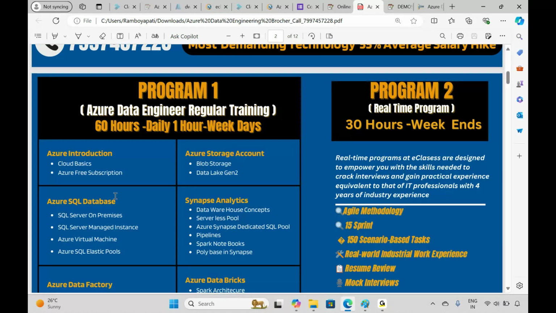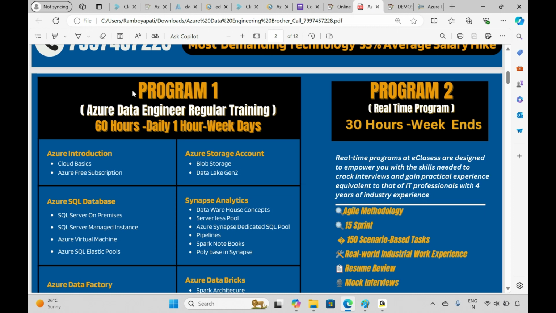With this Program 1, which we are offering on weekdays, this is not sufficient for you to crack the interviews and work on projects as an experienced person. So that is the reason I have introduced Program 2. What is this Program 2? Program 2 we are going to conduct parallelly with Program 1 only.